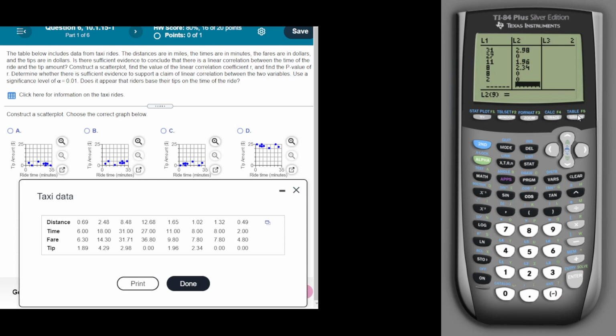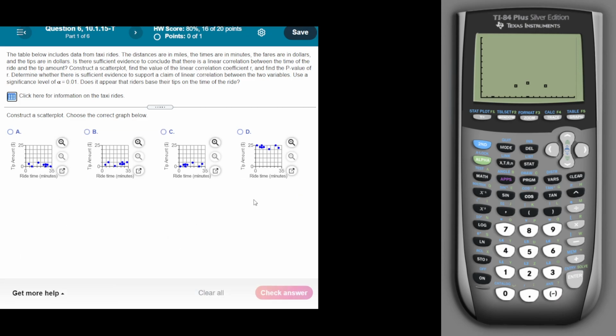Let's see if it'll give us a graph that we can see with our own eyes. Not quite. It's very close. We're going to adjust the window here for a second. Let's go to window, and we're going to set it as the same dimensions as what we see in the graph. So this is going from 0 to 35. So your X min will be 0, and your X max will be 35.